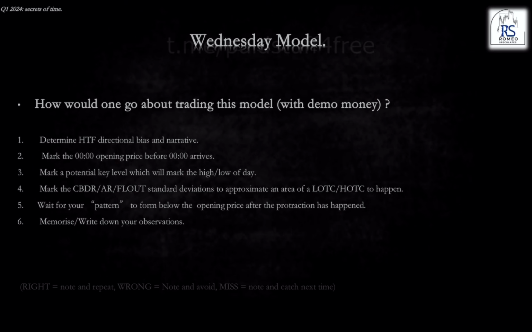Number five is wait for your pattern to form below the opening price after the protraction has happened. Number six is memorize and write down your observations. If you're right, note and repeat. If you're wrong, note and avoid. And if you miss, note and catch it next time. That is the importance of a journal. It's not some diary, right?